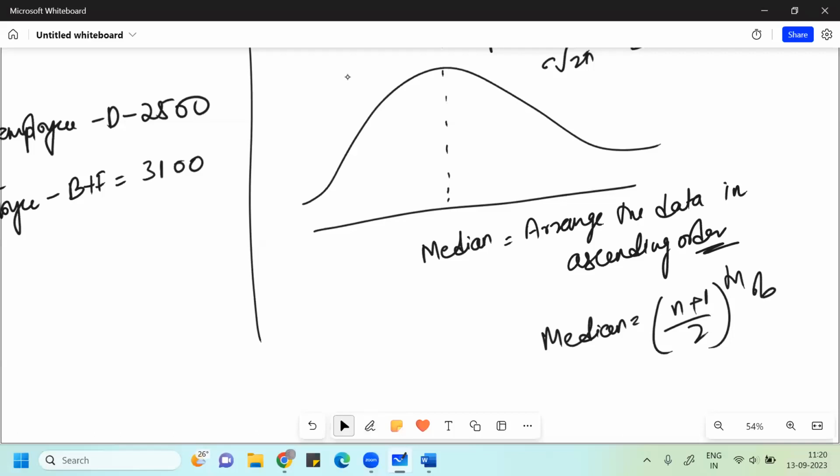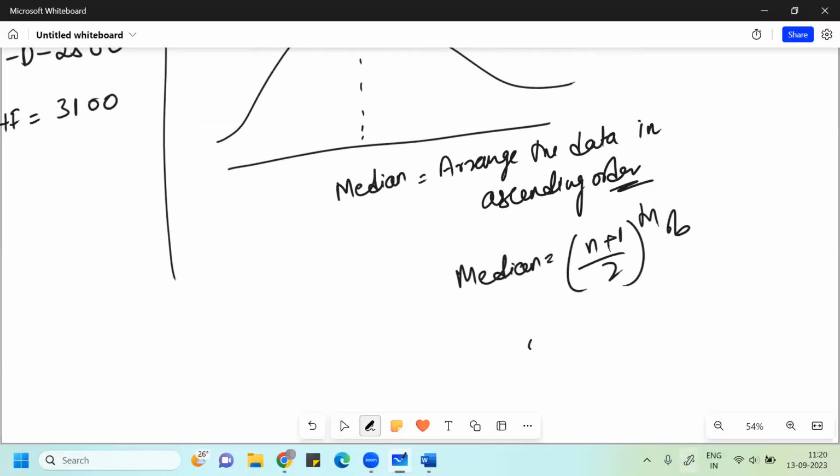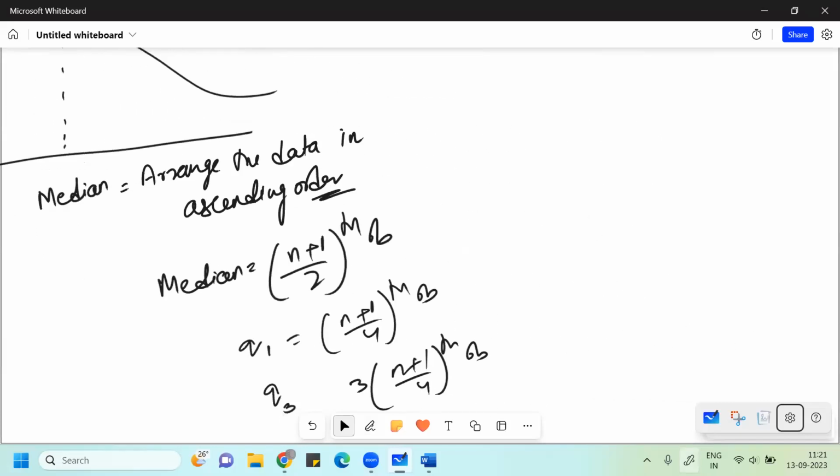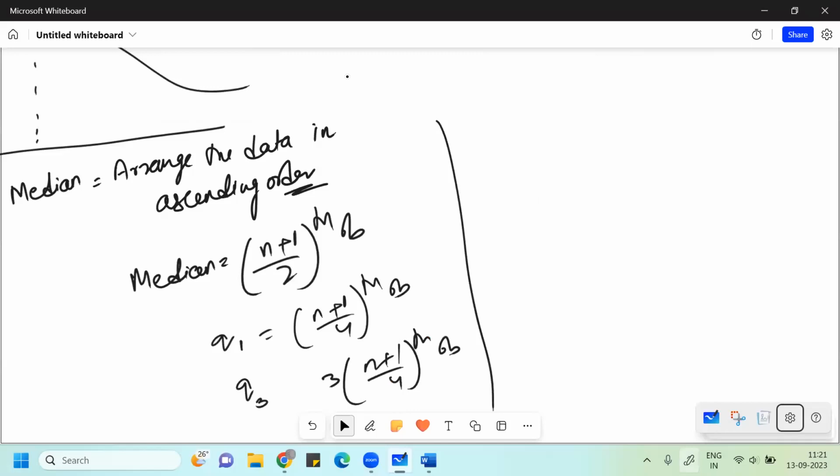When you come for MBA, you study median, then you study quartiles. Quartiles are of two types, lower quartile and upper quartile, Q1 and Q3. Q1 is (n plus 1) by 4th observation. Q3 is 3 into (n plus 1) by 4th observation. Then there are decile and percentile. They are much more complicated. Median is nothing but you arrange the data in ascending order and then find the middlemost value.